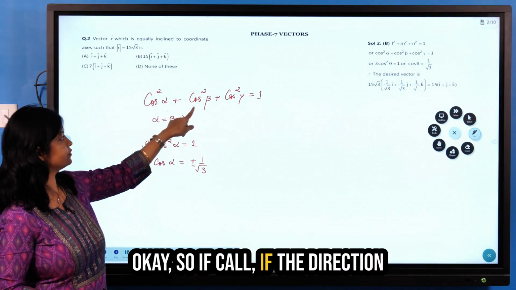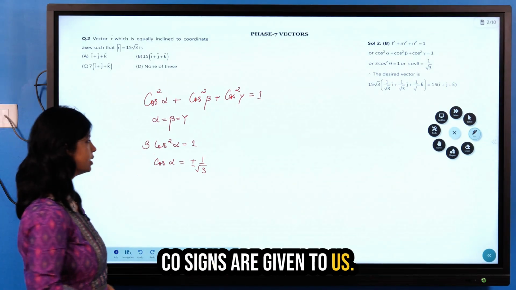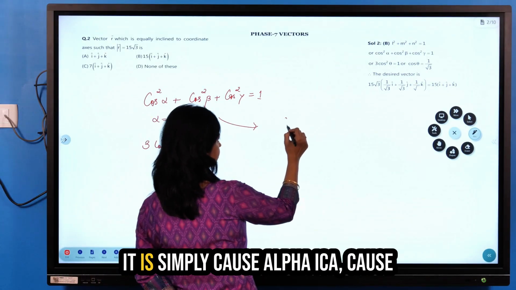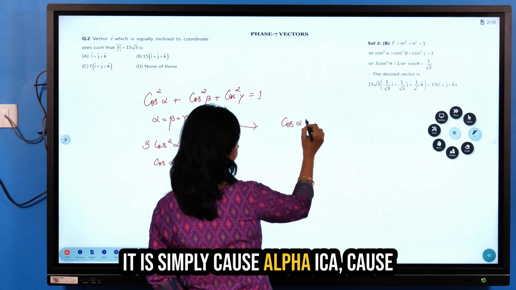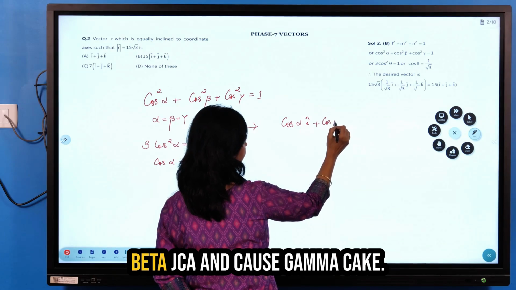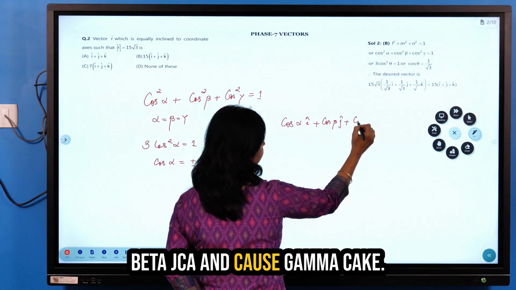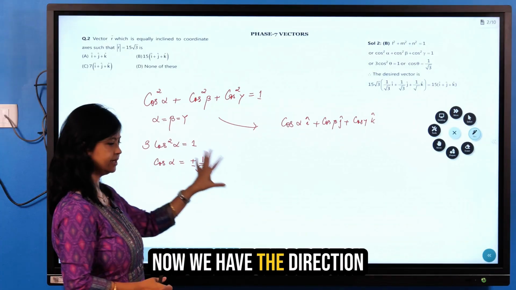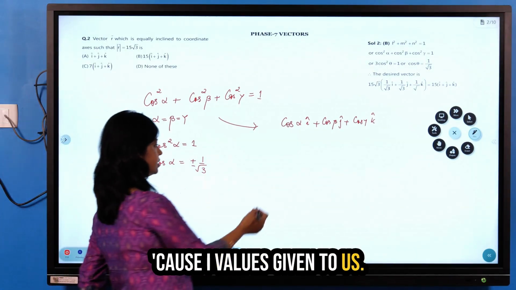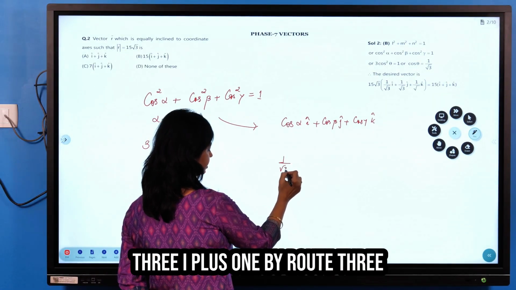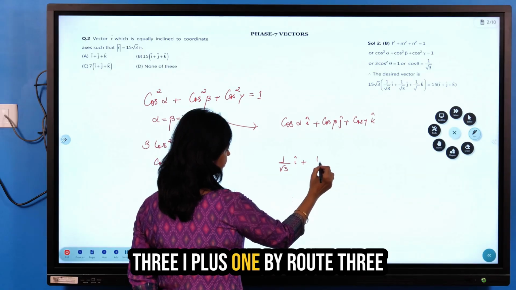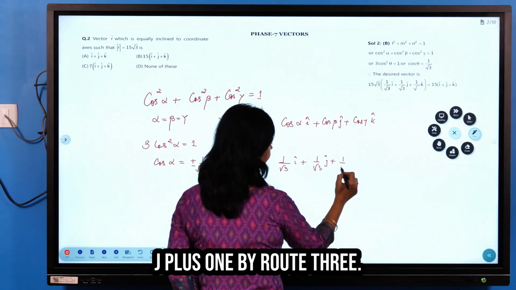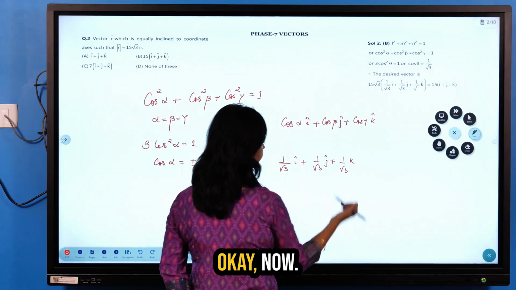Okay, so if the direction cosines are given to us, then how do we write the vector in that direction? It is simply cos alpha i cap, cos beta j cap, and cos gamma k cap. We already know that. Now we have the direction cosine values given to us. So let's write it: 1 by root 3 i plus 1 by root 3 j plus 1 by root 3 k.